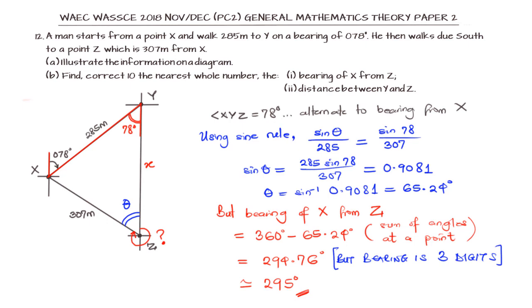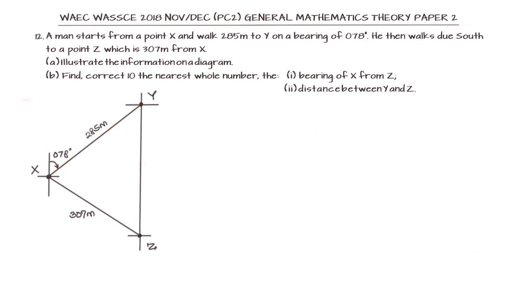Now we want to go ahead and find the distance between y and z. We know this is angle 78 degrees and this is angle 65.24 degrees. We're asked to find the distance between y and z, which we tagged as x initially. Again, we can decide to evaluate the angle at x in the included triangle. This angle shown in blue, we've used theta before, so let's call this alpha.